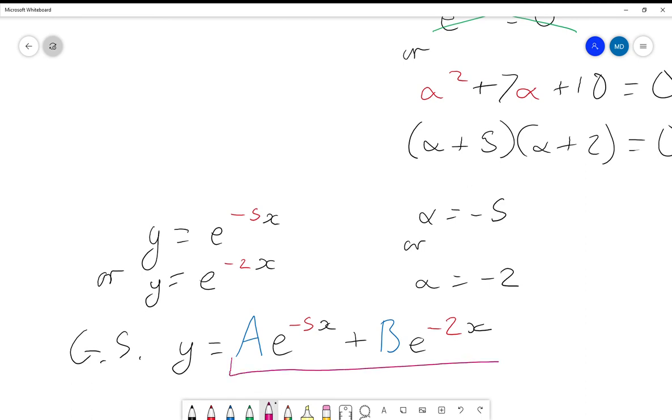And notice it has two unknowns. First order differential equations have one arbitrary constant, but second order differential equations have two arbitrary constants. And here they are, a and b, two arbitrary constants for our general solution. So this is our general solution to such an equation.